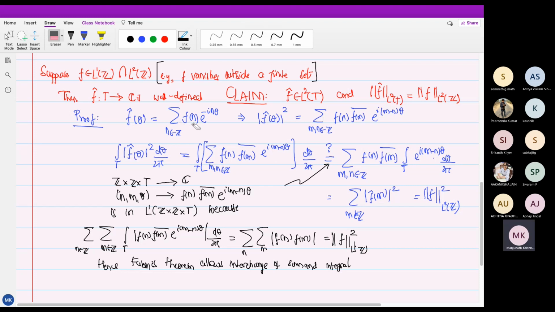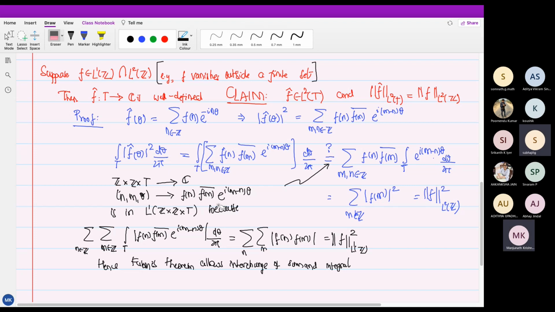F hat is this. F is a function on integers and f hat is a function on the circle group. So f hat of theta squared is this squared. So here there is no hat in any of these things. So this is also not a hat, and in the end I got the correct thing, but there is no hat in any of these things. Is that okay? Sorry for that confusion.